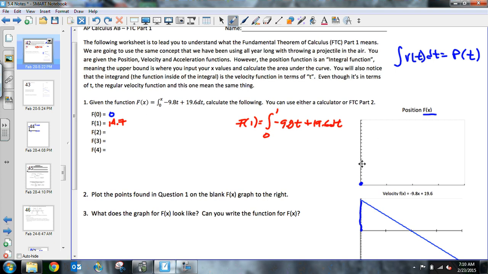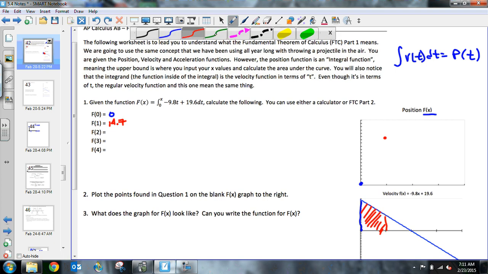Now I'm going to plot that point on my position function. It's somewhere up here. I think this is around 10, 15, so I'll put it up here somewhere. That was the area under the curve between 0 and 1. That area was 14.7, so now I've plotted that point up here. Now let's do big F of 2 and see what we get for that.